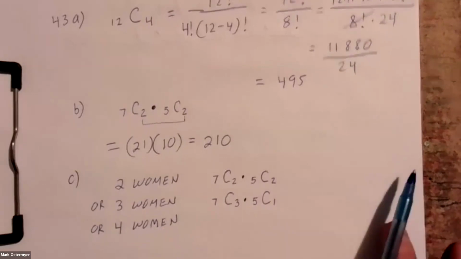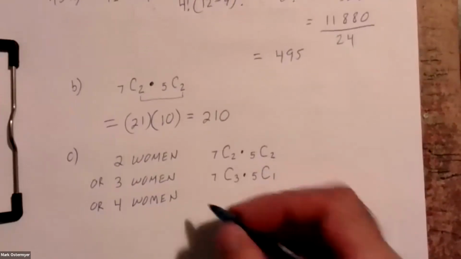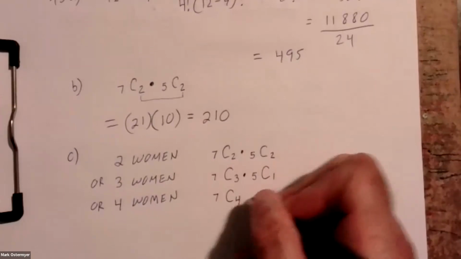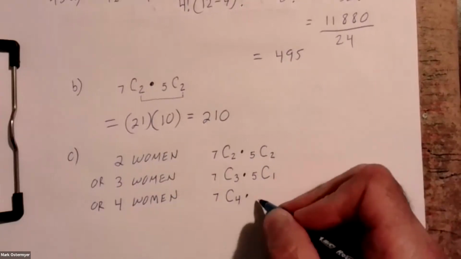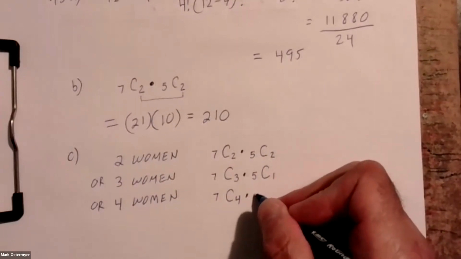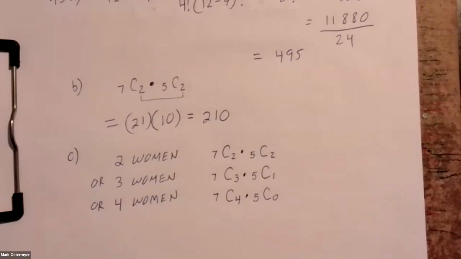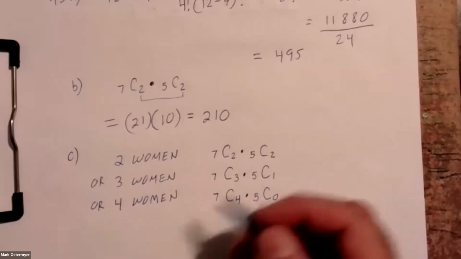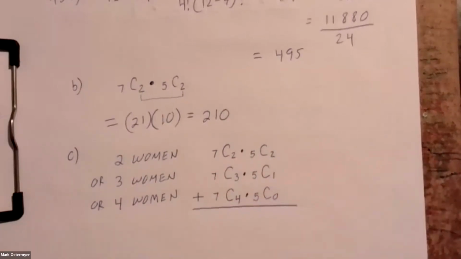But there's another possibility. We could have 4 women on the committee. And how many different ways from 7 women can we choose 4 women where order does not matter? It's going to be 7 in combination with 4 times. But if we select 4 women, ladies and gentlemen, we don't need any man on the committee. There's no room left for anybody else. So this will be multiplied technically by the fact that we have 5 men and we're going to select 0 men from 5 men: 5 in combination with 0. Now, the word "or" suggests that we are to add things together. And so therefore, all of these must be added together.